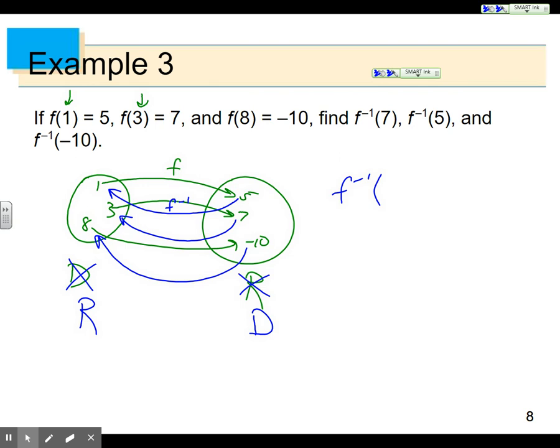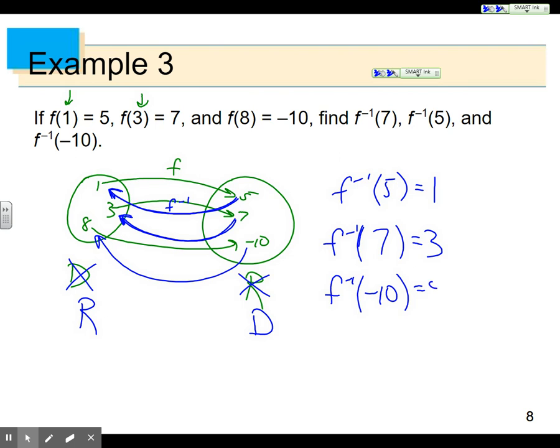So whenever it asks me for f inverse of 5, I'm just seeing that the 5 is making its way back to the 1. When it's asking me f inverse of 7, I guess I went out of order, I apologize, the 7 is mapping back to the 3. F inverse of negative 10, I see the negative 10 is mapping back to the 8.